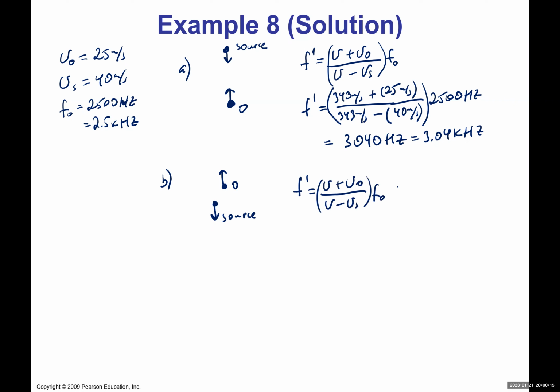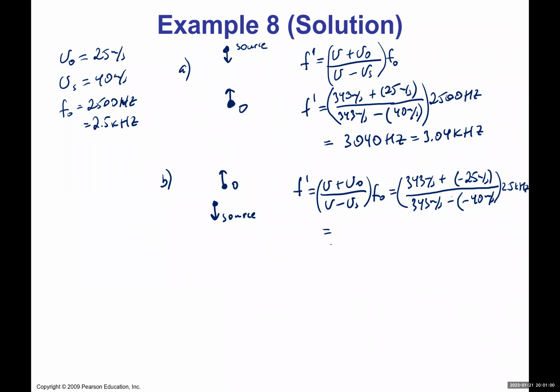This time it's 343 meters per second plus, but you can see the source is moving away from the observer, or the observer is moving away from the source. Because both are moving away from each other, every time something is moving away, the velocity is taken as negative. So the observer is moving away from the source, so we write negative 25 meters per second. Then 343 meters per second, then minus. Now I look at the source. The source is also moving away, so it's minus 40 meters per second. Then the whole thing times 2.5 kilohertz.